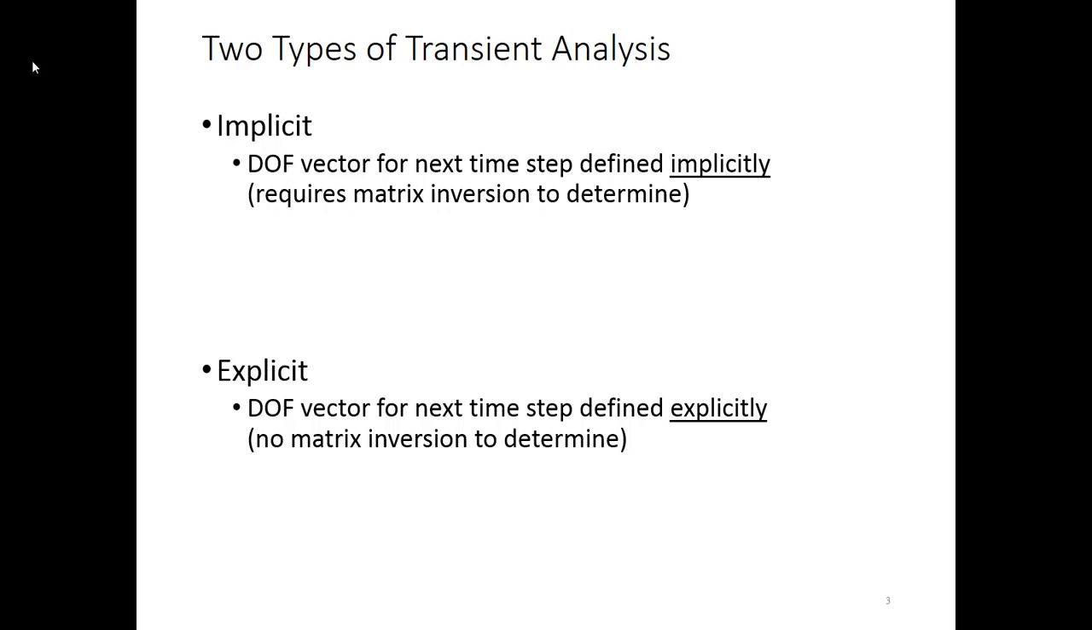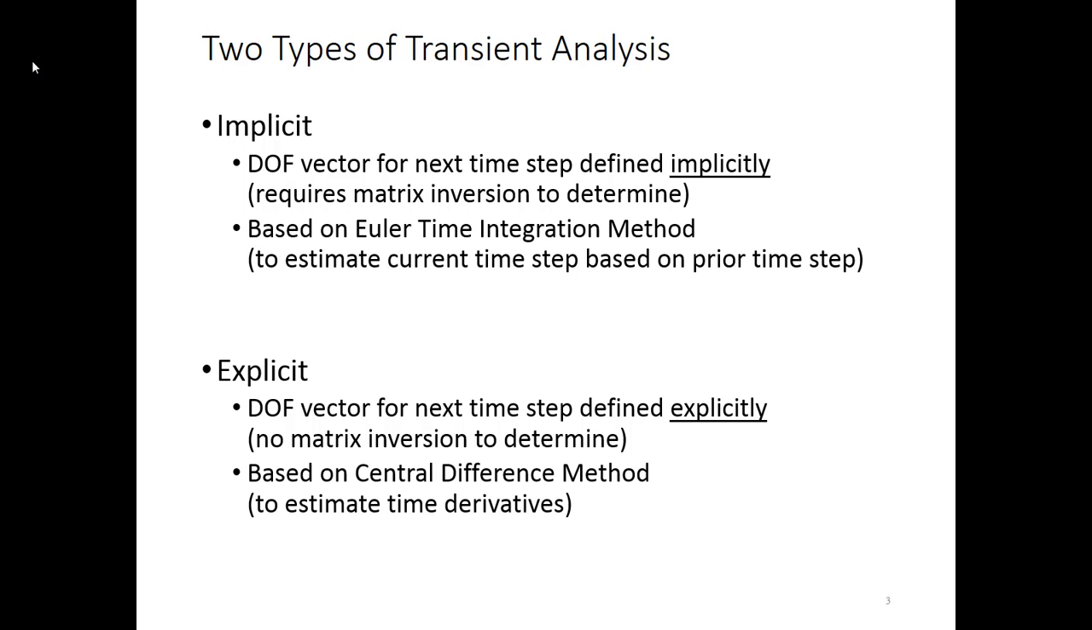Explicit is something fundamentally different. The degree of freedom vector is not multiplied by a stiffness matrix anymore, which means that we don't need to invert the stiffness matrix in order to project what's going to happen at the next time step. That makes explicit much faster for any given time step, but that's not all there is.